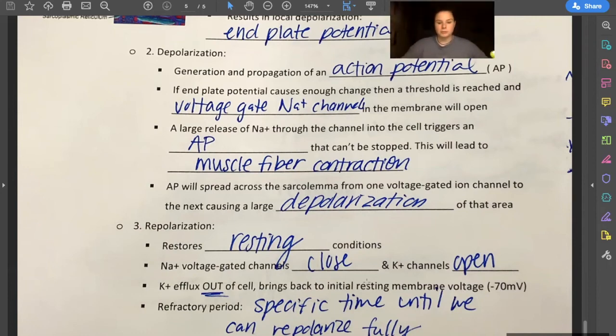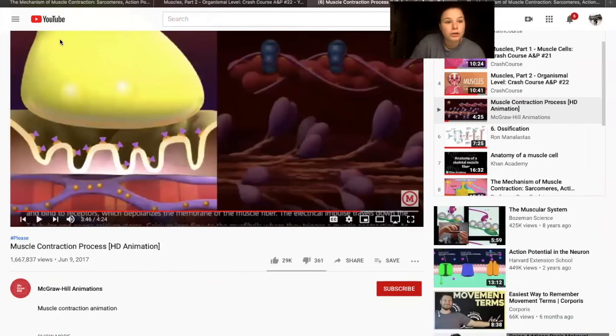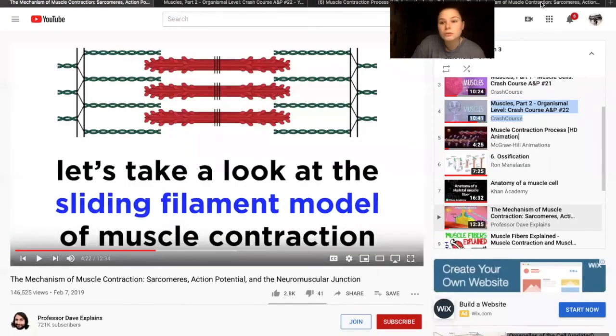And then we're going to learn about something called the refractory period, which is the specific time until we can repolarize fully again. It's like when you do a bunch of homework and then you realize you have more homework to do, and you're like, all right, I need this much time of a break before I can do anything else. That's our refractory period, how much break time we need until we can actually be functional and do something else.